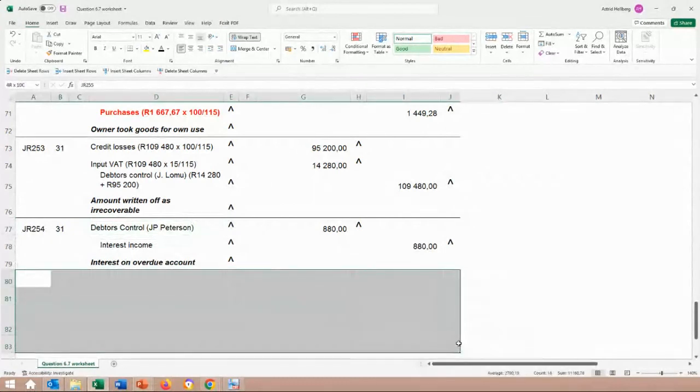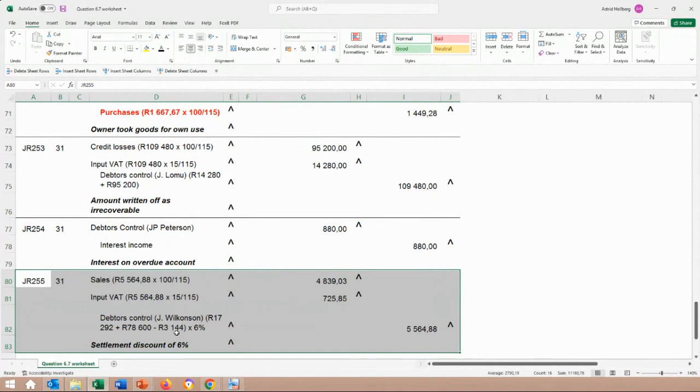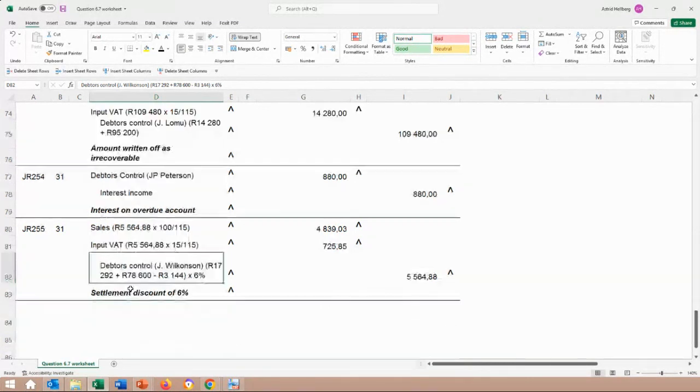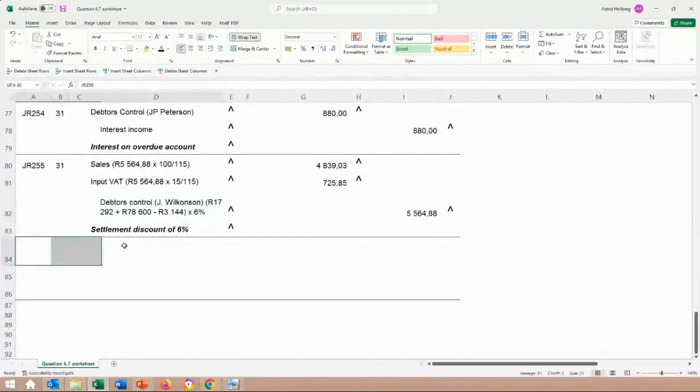To get to the 6% settlement discount, we do exactly the same calculation we did previously. We do the 17,292 plus the 78,600 less the 3,144, but now we multiply it with 6% to work out the debtors control. Because we would have previously raised output VAT on it, SARS does allow that you can claim input VAT, and then the difference goes to your sales to reduce the sales value that you actually made during the year. And then the last entry is to correct the error we made.